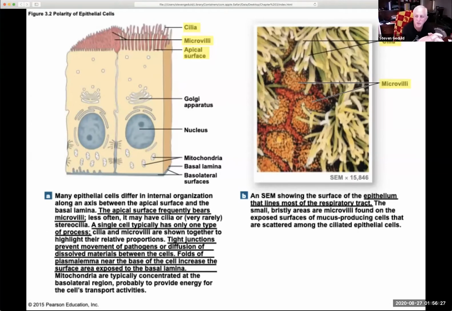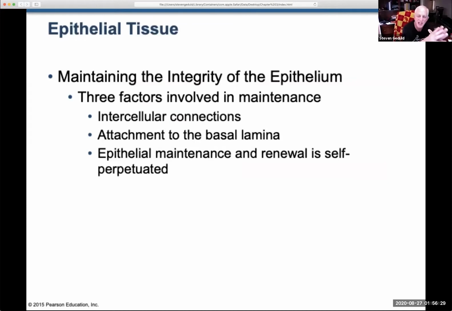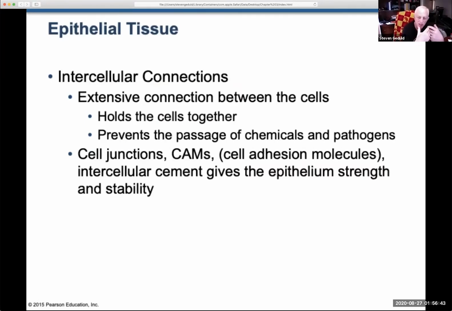Three factors are involved in maintenance of the integrity of the epithelium. You have intercellular connections, you have attachments to the basal lamina, and your epithelial maintenance and renewal is self-perpetuating. In other words, it continues to go regardless of anything. It's had a constant signal to regenerate, and it's going to constantly replace itself. The intercellular connections, we talked about those before. Extensive connections between the cells hold the cells together.